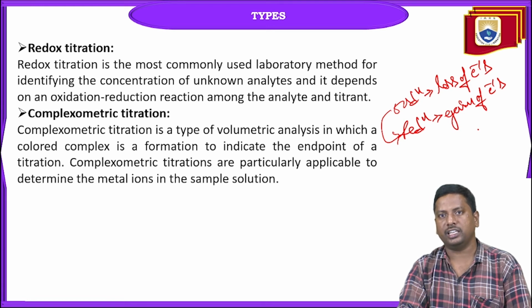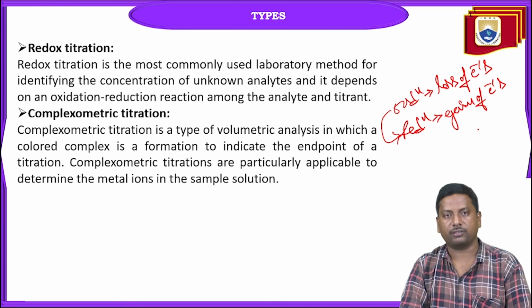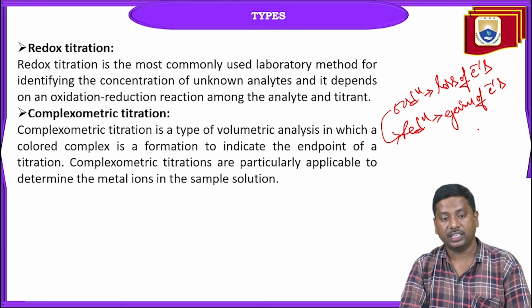And the next one is the complexometric titration. In the case of the complexometric titration, what happens? The complexometric titration is a type of volumetric analysis in which a colored complex is formed at the endpoint. That means the endpoint of a titration. And complexometric titrations are particularly applicable to determine the metal ions in the sample solution.